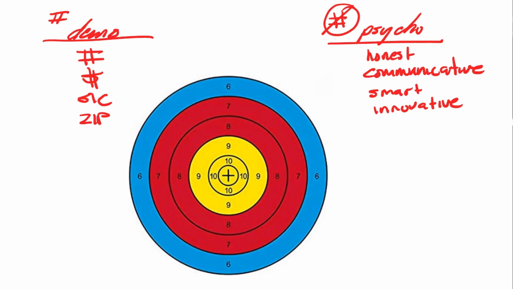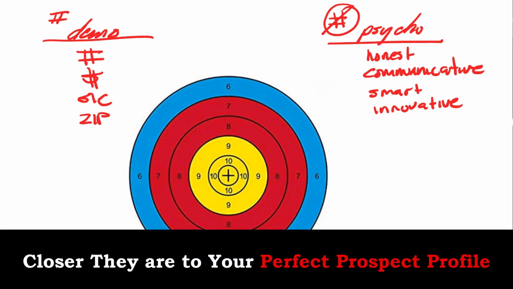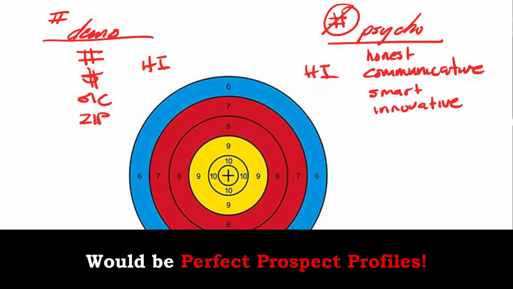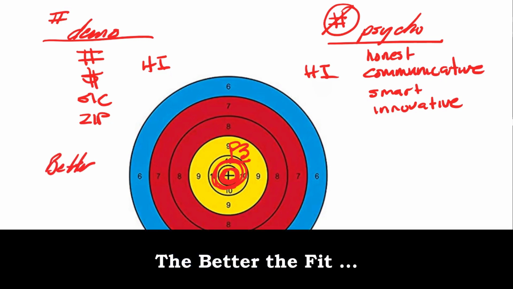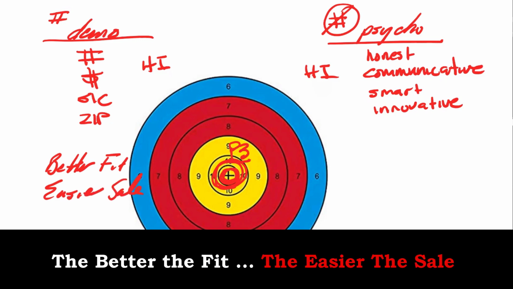And it is about getting along, because the closer they are to your perfect prospect profile, and clearly people who score high on both of these scales would be perfect prospect profiles. And that means the folks here in the center of the target would be your perfect prospect profiles. Birds of a feather tend to do good business together. And the point of all this is the closer they are to your profile, the better the fit. And this is important, the easier the sale.